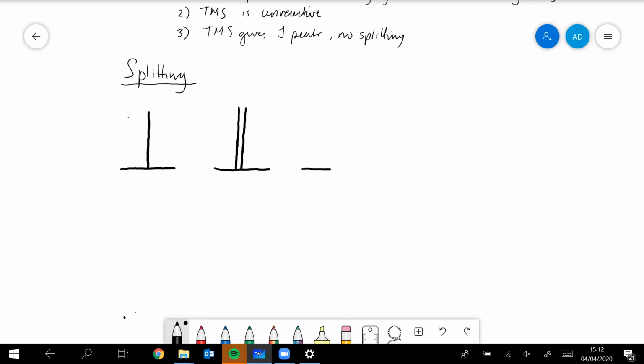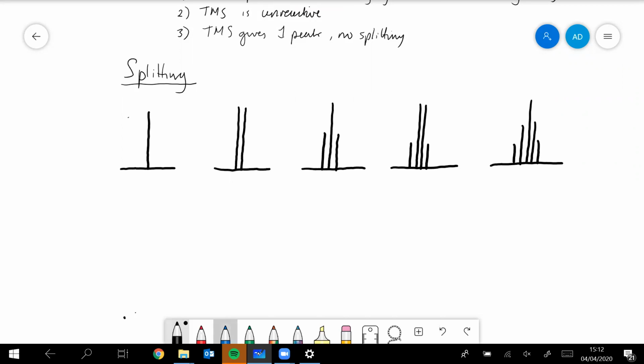In a triplet, you always get that middle one is double the height of the two other ones at the side. In a quartet, then you get two in the middle, which are the same height, and these two are like that. And if you go up to a quintet, then you get the same sort of symmetrical pattern.